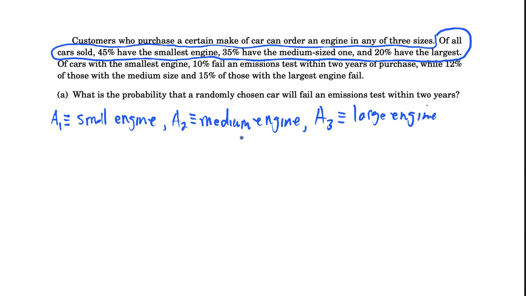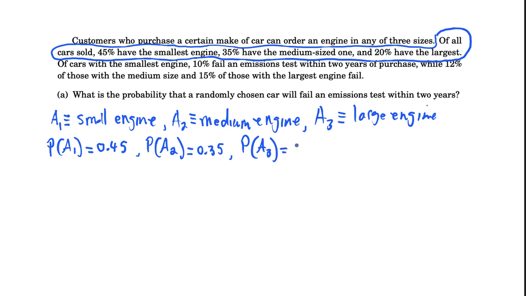Right, and now let's write down the probability. So the probability that any one of these cars will have a small engine, well, that's given in the problem. That's the 45%, and we can actually write it as a decimal, so I'll go ahead and convert it to 0.45. The probability of the car having a medium engine, well, that's the 35%, so 0.35. And then the probability of the car having a large engine, that is 20%, or 0.2, right?